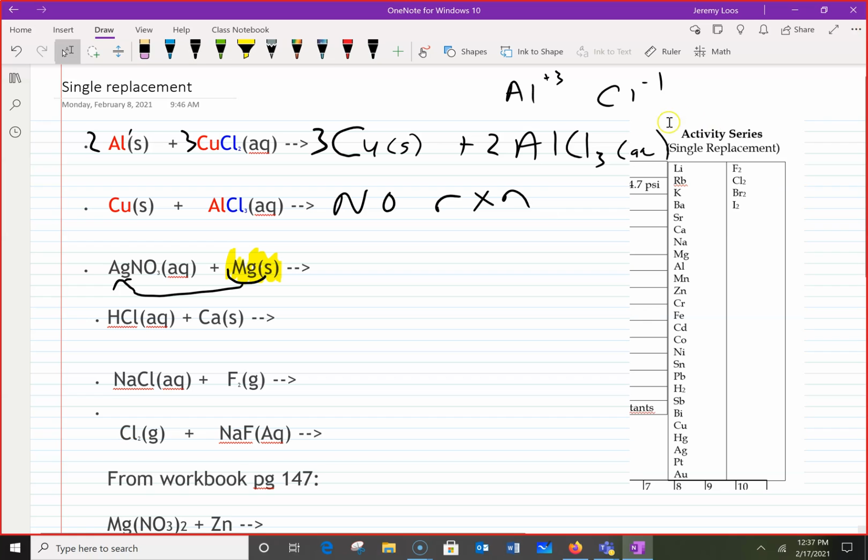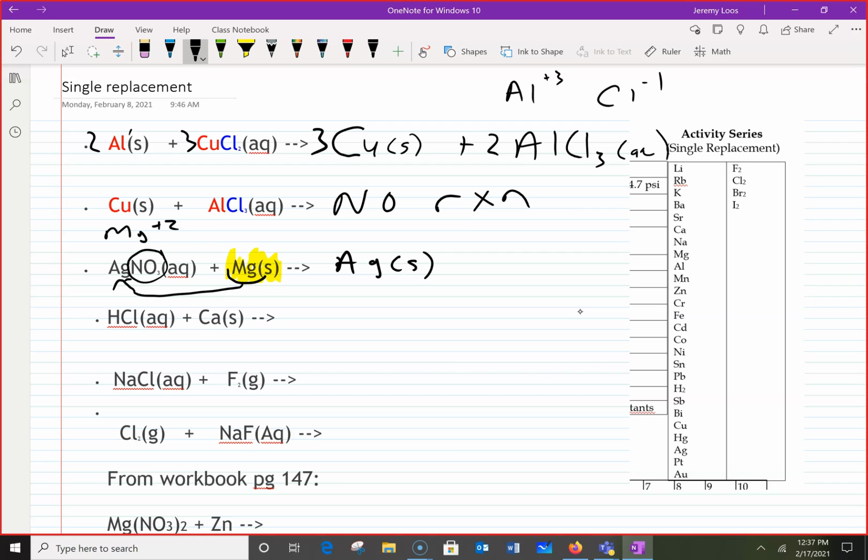And it is. Magnesium's, I don't know, 5th or 6th one down. Silver's pretty far down towards the bottom. So yes, this is going to react. And the products of the reaction are going to be the metal silver, for one thing, which is a solid. And then we ask ourselves, okay, magnesium is +2.